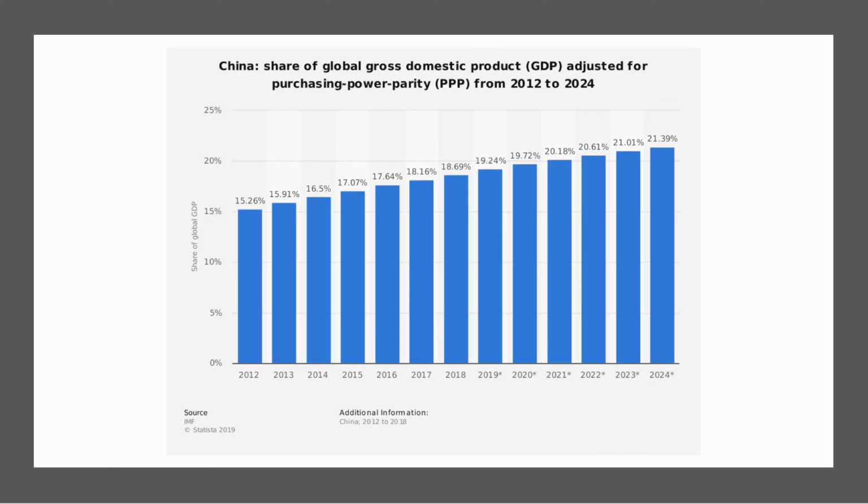Here's the chart showing China's relative importance in the world economy. You can see the share of global GDP adjusted for purchasing power parity rising from 15% in 2012 to around 19% at the moment, and forecast to rise to nearly 22% by 2024. In many ways, China is the engine of growth in the world economy. So if there's a significant slowdown in China, that will have quite big ripple effects on a number of other countries.